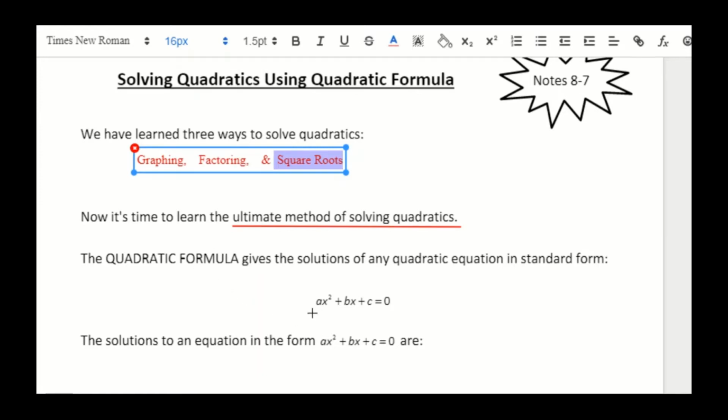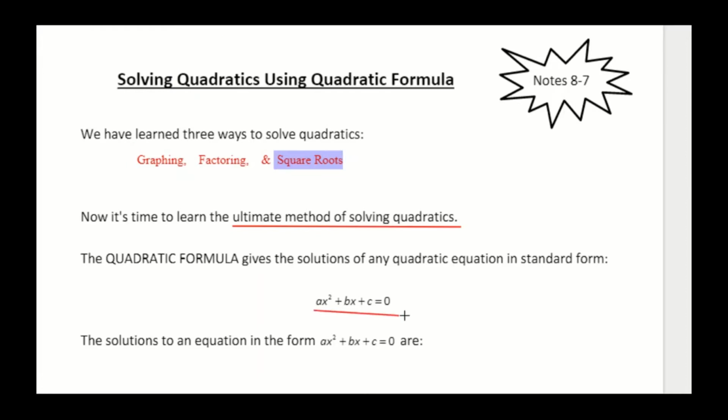And again, what I mean by standard form is that the equation is set up like this, where the terms are in descending order based on degree. You have your quadratic, your linear, and your constant. And we're going to call the coefficients of each term a, b, and c. And you got to make sure that it's equal to 0.